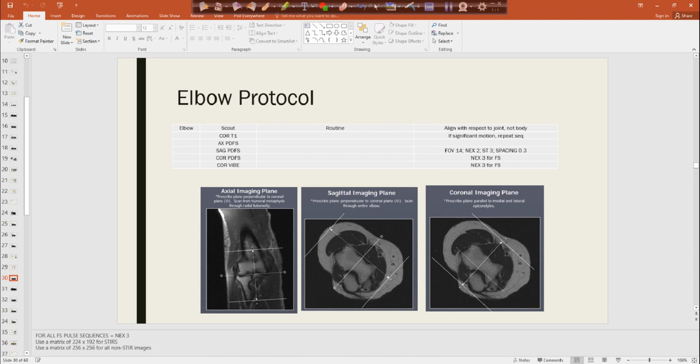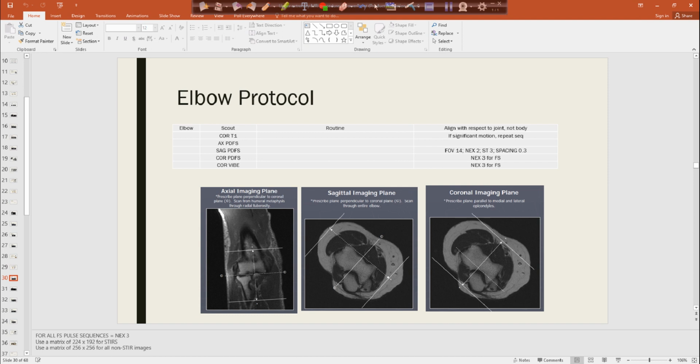So here on the axial, you want to get a little bit above our fossa here. Which fossa is this? This one's in the front. What's the one in the front? Coronoid fossa. And then the olecranon's in the back. So we want to get above the coronoid fossa and then down below the radial tuberosity. So make sure you're covering above and below radial tuberosity.